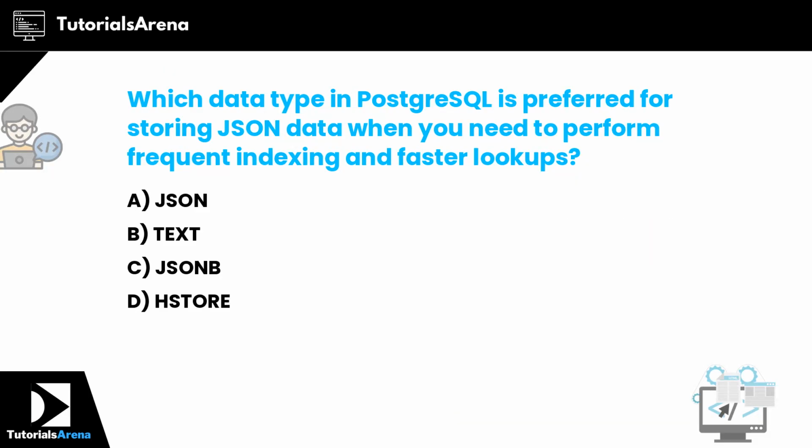Which data type in PostgreSQL is preferred for storing JSON data when you need to perform frequent indexing and faster lookups? The correct answer is option C, JSONB.